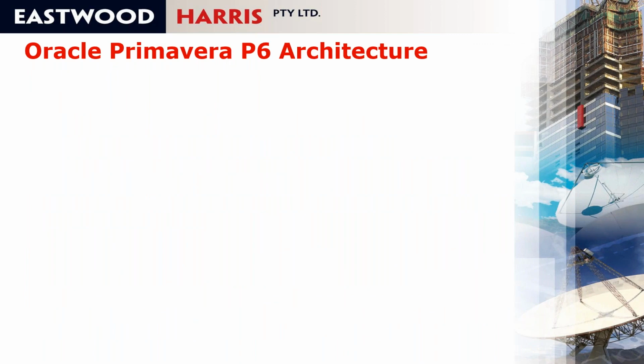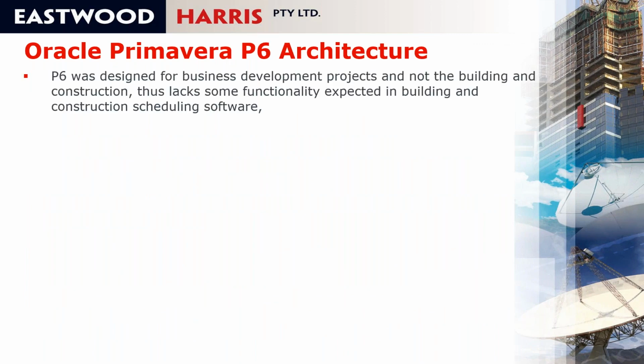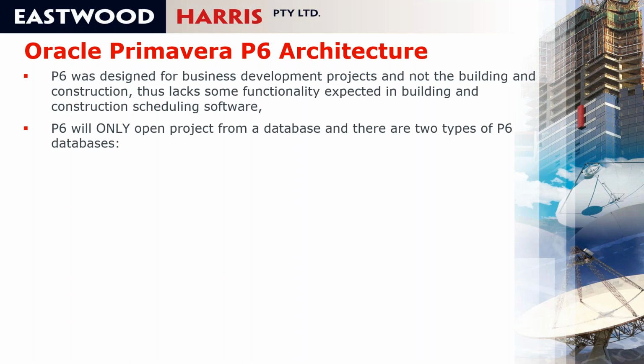So let's have a look at Oracle Primavera P6. We'll start off with the architecture first. It was designed for business development projects and not the building construction industry. It's aimed at companies like insurance companies who are developing new insurance policies, and they've got IT systems and marketing and all that sort of stuff. Being developed for business development type projects and IT projects, it does lack some of the functionality that I expect to see in building and construction scheduling software, and we'll go through some of those functions.